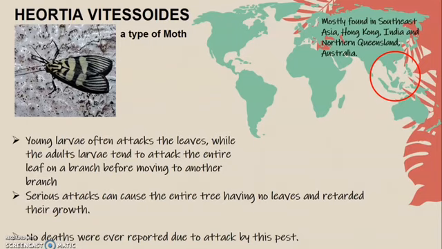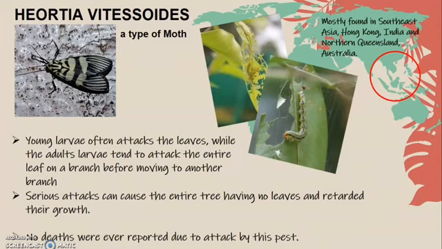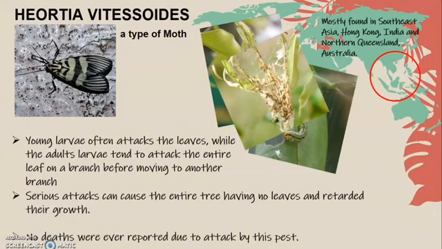However, no deaths were ever reported due to the attack of this pest, but somehow it affects the growth of the tree and the quality of the crops. So this is an example of how the larvae attack the leaf. The second one is the larvae eating the leaves, and this is the larvae in groups.